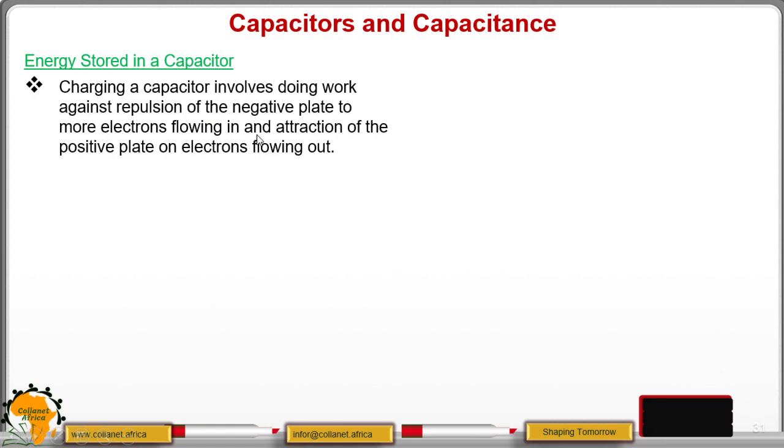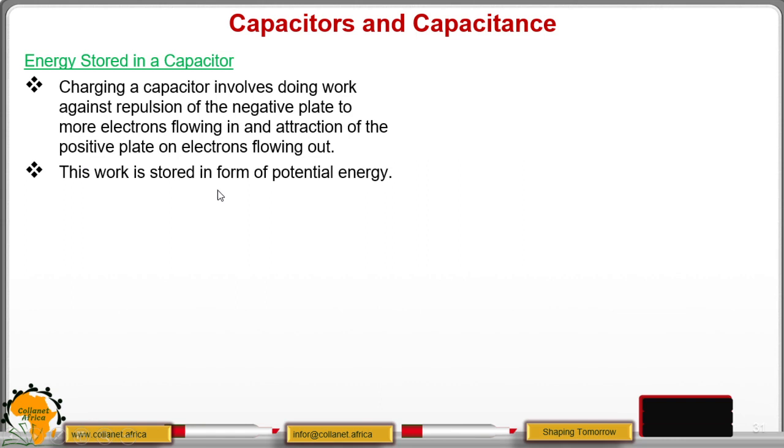And also, work has to be done against the attraction of the positive plate on the electrons flowing out of it. Remember, when you are charging, we have electrons that are coming from the positive plate, and also we have the electrons that are coming on the negative plate. So in these two cases, we have the repulsion due to the like charges, that is the electron, and we have the attraction. So work has to be done to overcome those forces.